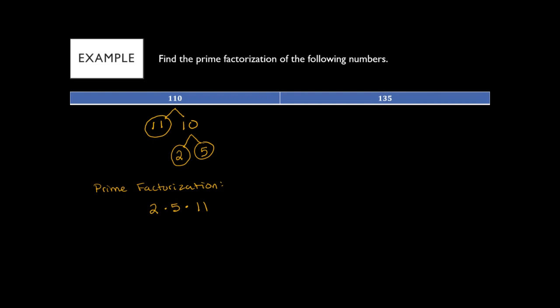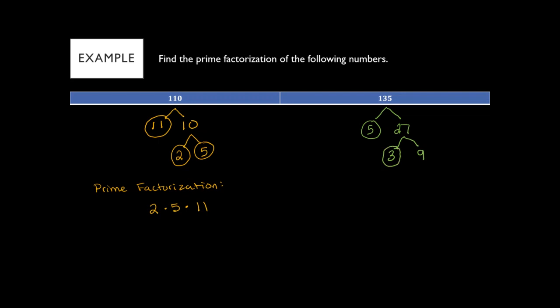Now on the right here, we've got 135. So here it ends in a 5, so I know I can divide 5 into it. So I'm going to just use my calculator, and that gives me 27. So 135 divided by 5 is 27. So that's that missing number there. So now I need to split up 27. So that's 3 times 9. Knowing your multiplication tables is really helpful here because it makes this process go quicker.